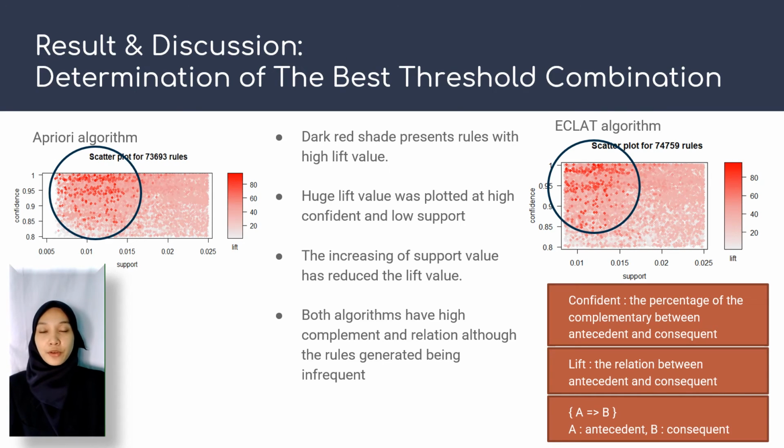Based on the scatter plots for both algorithms, the plots present rules with high lift values. Huge lift values were plotted at high confidence and low support. The increase of the support value has reduced the lift. Therefore, both algorithms have high complement and relation even though the rules generated are infrequent.